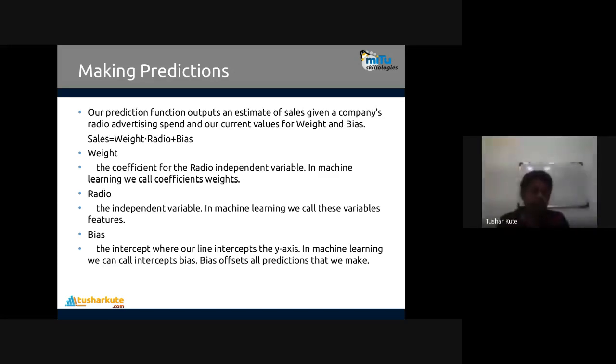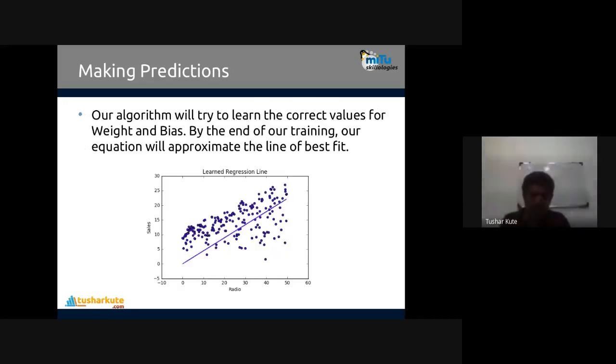Even in one more example, I'll show gradient descent. There also the linear problems can be solved, and there also we are having the weight and bias present in it. So once the weight and bias are known, then the predictive analytics from the given data is possible. Now, our algorithm will try to learn the correct values for the weight and bias. Linear regression, or any linear regression which is creating a linear model, will try to learn the correct values for weight and bias. By the end of our training, our equation will approximate the line of best fit.